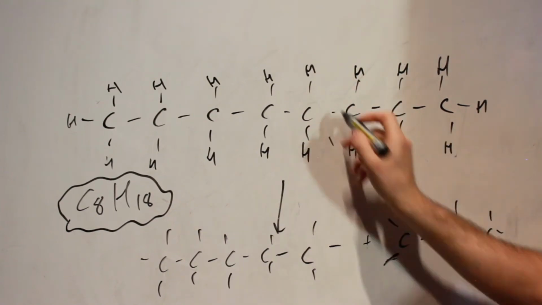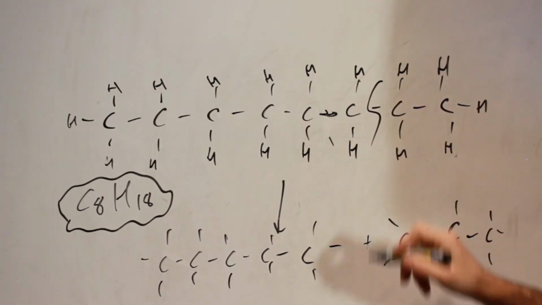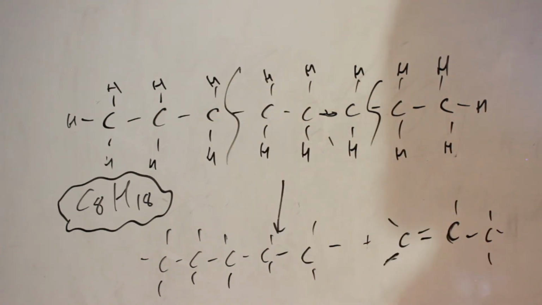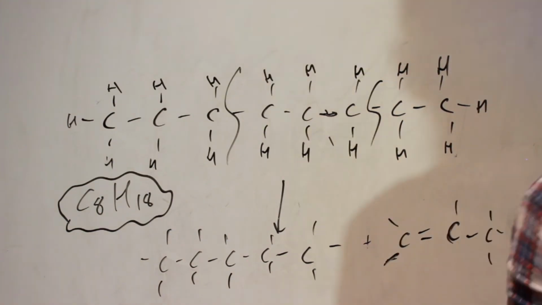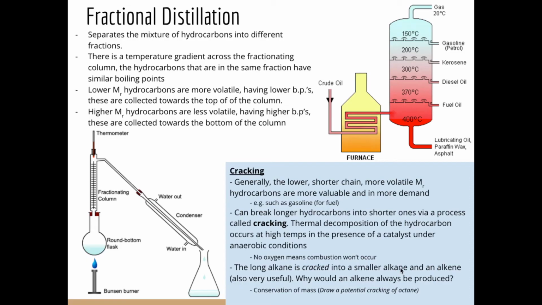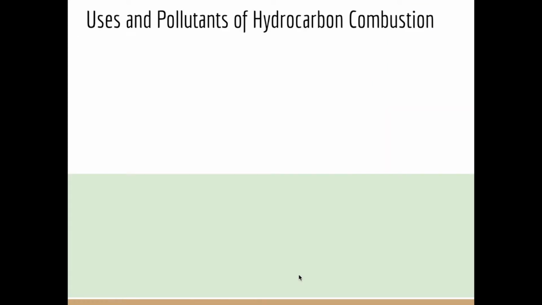So this is one example of cracking, but by no means exhaustive. You could crack it there, you could crack it twice, but you're always going to end up with at least one alkene as a result. And then these fractions can be collected and used for their more in-demand uses. So we crack the long hydrocarbon into a shorter one, we form a smaller alkane, which is more in demand for its uses, and also an alkene, which we'll see in a moment are also very useful compounds.